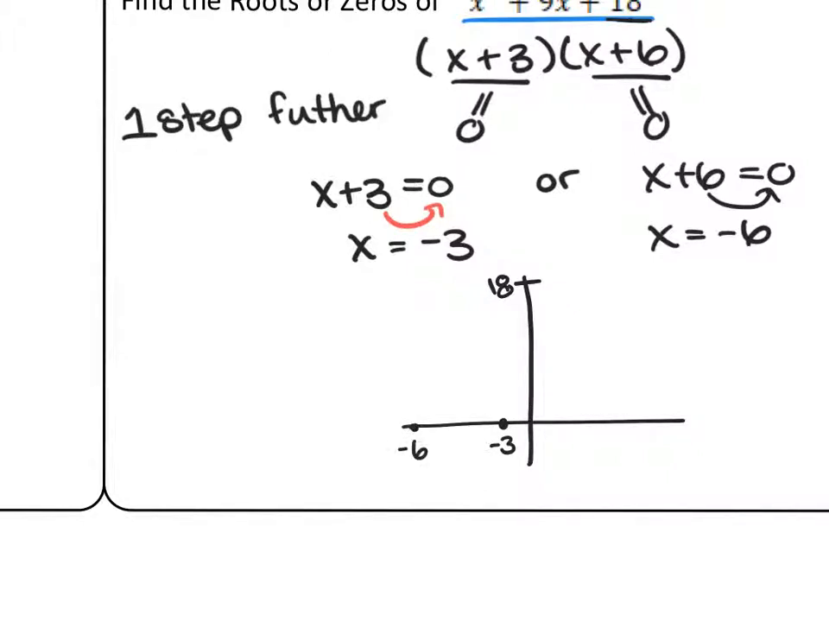Negative 3 there, negative 6. This parabola, because the a value is positive, opens up. So it's actually going to do something like this. It's going to come down, go through that negative 6 and negative 3, and then it's also going to go through that 18. So that is really the reason why we're trying to find the factors.